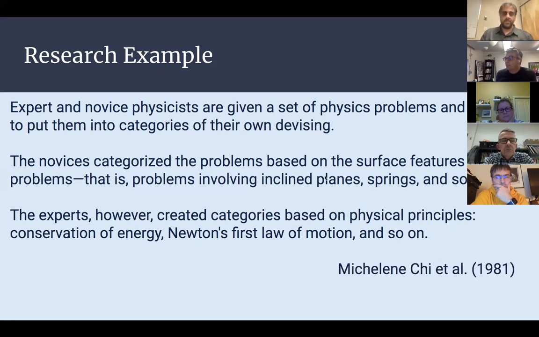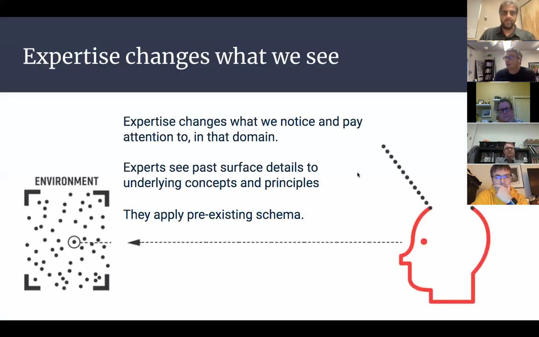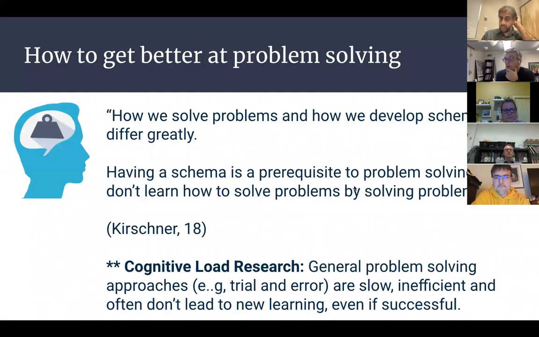And so what happens is that our expertise, as we get better in an area, actually changes what we notice when we see a problem. We don't see it as an engineering problem or a bridge problem. We see it as a conservation of energy problem, and then we can draw on our understanding of that. So experts see past the surface details and apply pre-existing schema. Okay. So then how do we get better at problem solving?